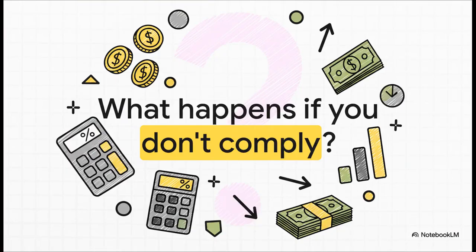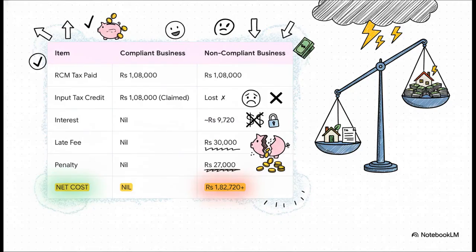So just how bad is the financial damage we're talking about here? What's the real cost if you just don't do this? Let's actually break down the numbers. Let's look at 2 businesses side by side. The compliant one pays the tax, sure, but then they immediately claim it all back as a credit. So their net cost? 0. Nothing. Now look at the non-compliant business. They still have to pay the tax eventually, but they lose the right to ever claim it back.